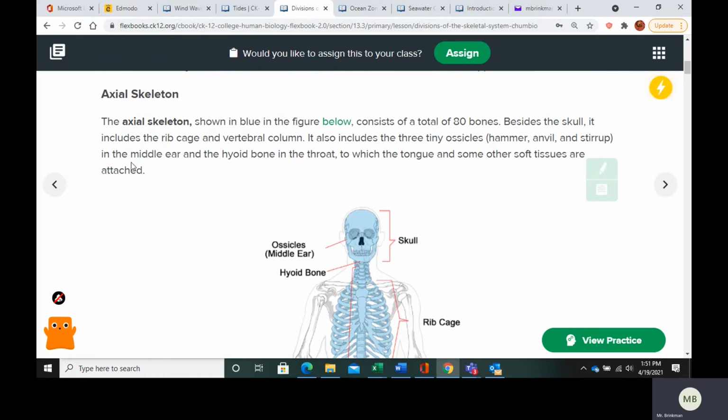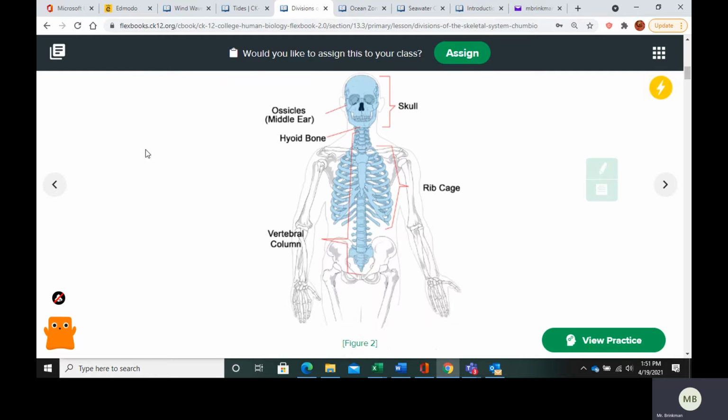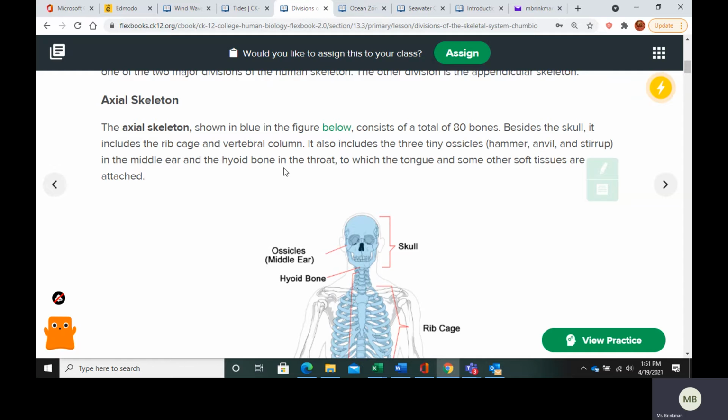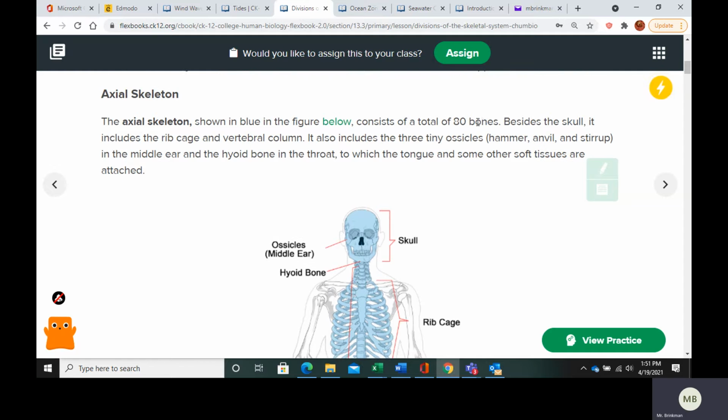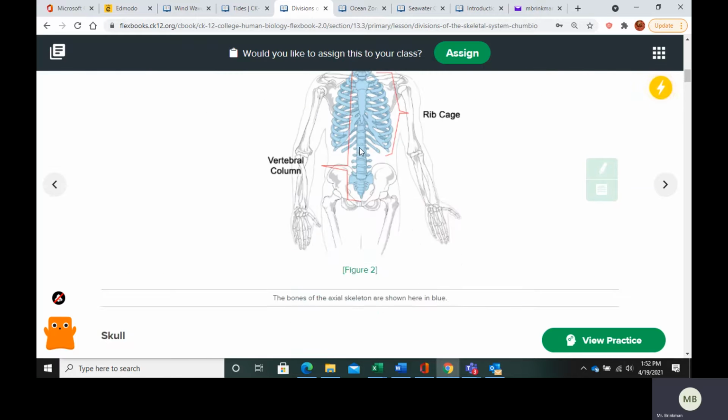So we learned earlier that the skeletal system consists of what we call the axial skeleton and the appendicular skeleton. The axial skeleton is going to consist of 80 total bones, and besides the skull, it's going to have the rib cage, the vertebral column, and then 3 tiny ossicles, which are bones inside your ear, in the middle ear, and the hyoid bone that's in the throat, and the hyoid bone is connected to the tongue and some other soft tissues.